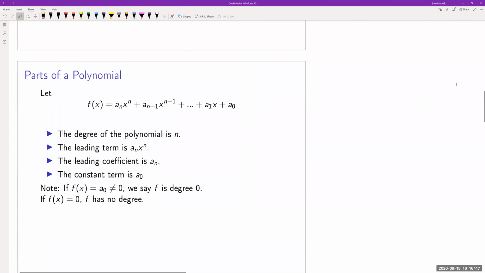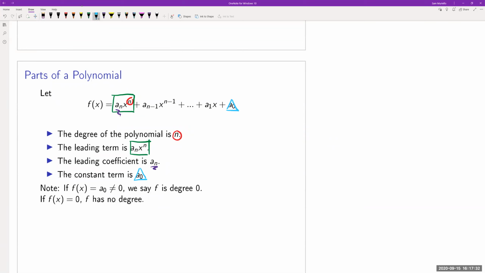There's a bunch of different pieces of a polynomial that we'll need to be familiar with so that we can talk about them moving forward. The degree of the polynomial is the highest power that shows up. Typically, when writing it out in this form, that's going to end up being n. The leading term is the term that goes with the highest power, an x to the n in this case. The leading coefficient is an. That's the coefficient within the leading term. And the constant term is going to be a0.